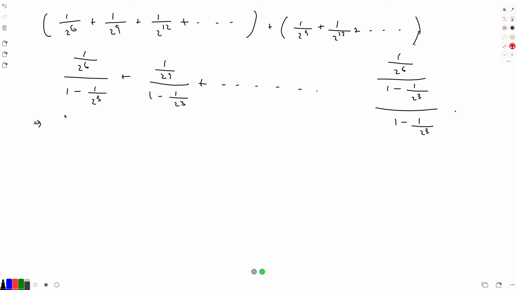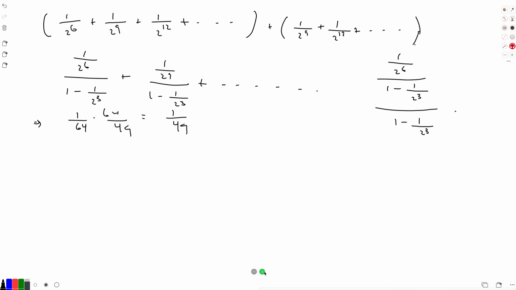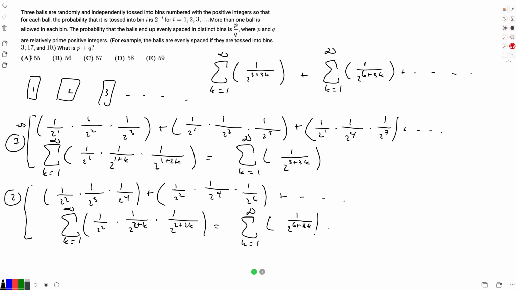So 1 by 2 to the 6 is 1 by 64. And then 1 minus 1 by 2 cubed is 1 minus 1/8, which is 7/8. We're squaring that to get 49 by 64. So multiplying by the reciprocal will give us 64 by 49. This is equal to 1 by 49. And then if we go to our answer choices, we'll see that p plus q will have to equal 50. But there's no 50 in the answer choices. And the reason is that they can be thrown in any order, right? And this just accounts for one order. So we have to multiply this by 3 factorial to account for the arrangement of the balls. This gives us 6 over 49, sum to give us 55, and that is precisely A, and we are done.